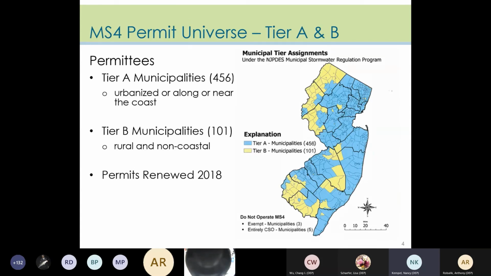We have an overview of the Tier A and B permit universe. Right now, we have 456 Tier A municipalities in the urbanized areas of the state or along the coast. The Tier B municipalities, right now we have 101, and they are in the more rural and non-coastal areas. And as I said before, the permits were renewed in 2018 and will be expiring at the end of 2022.